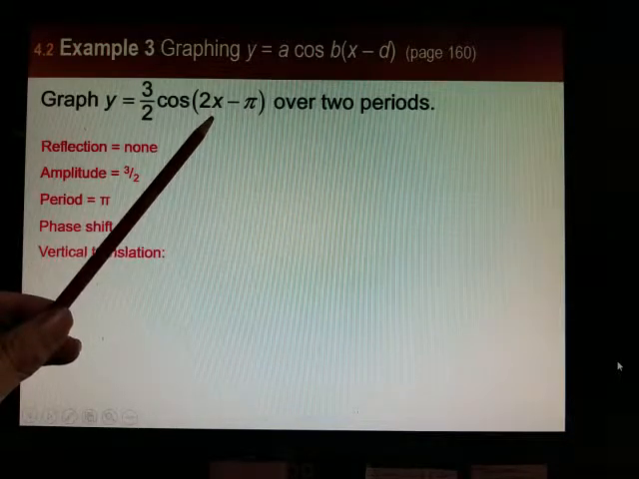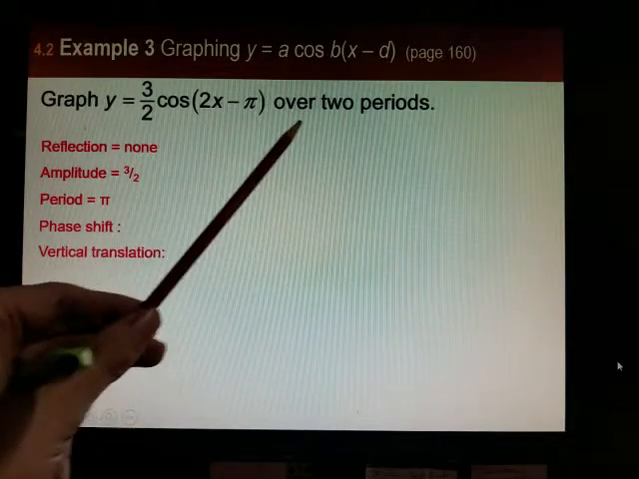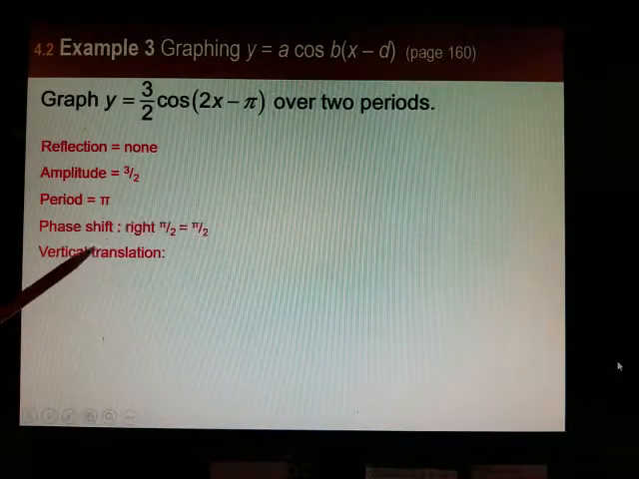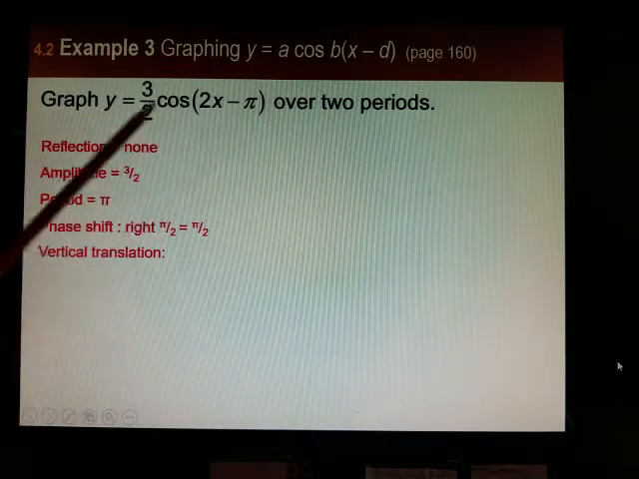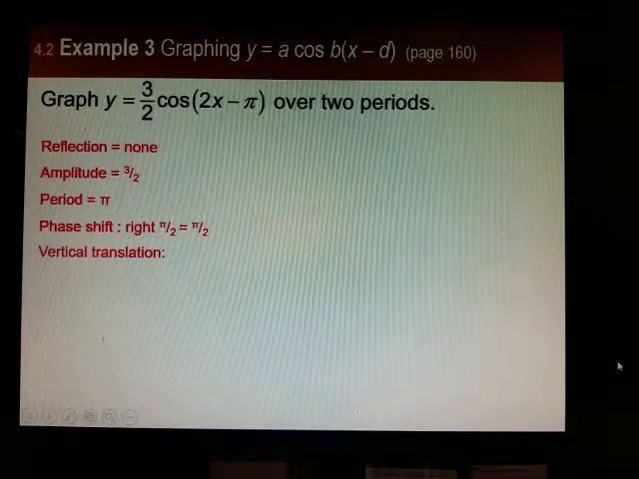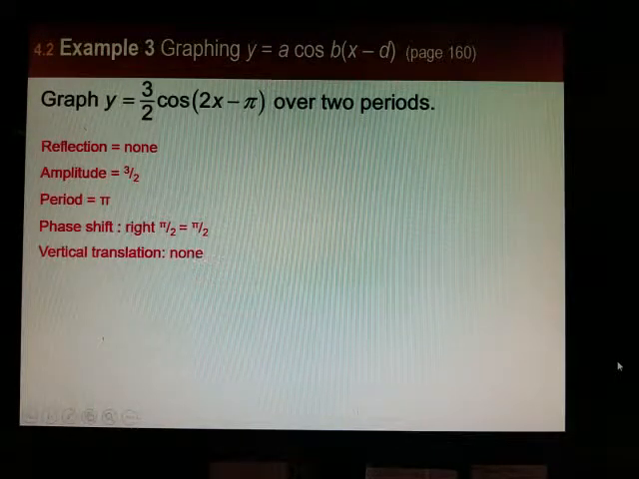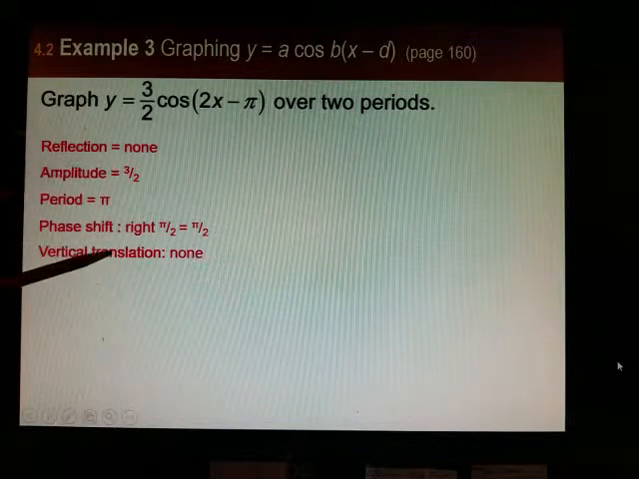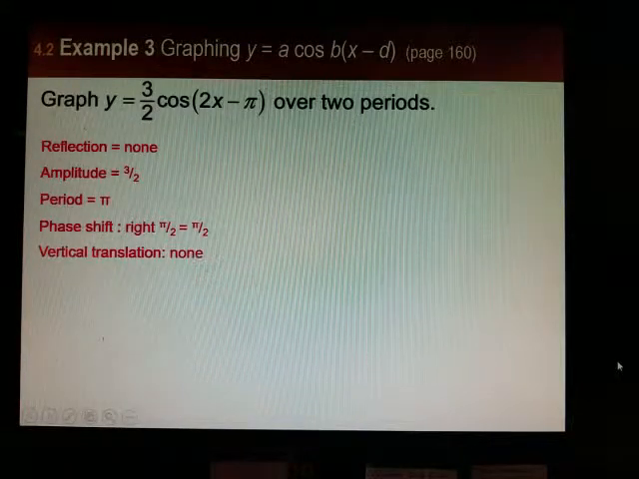The phase shift: take this equal to 0. So 2x minus pi equals 0. That would mean add pi, divide by 2, so it's to the right pi halves. A vertical translation: there is no plus anything at the end, so there is not a vertical translation. So again, for some of these, you just literally click on the graph and then click on these words, put the numbers in, and it graphs it. Some of them are multiple choice graphs.